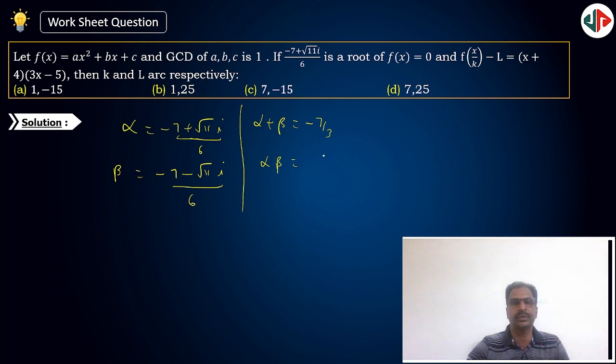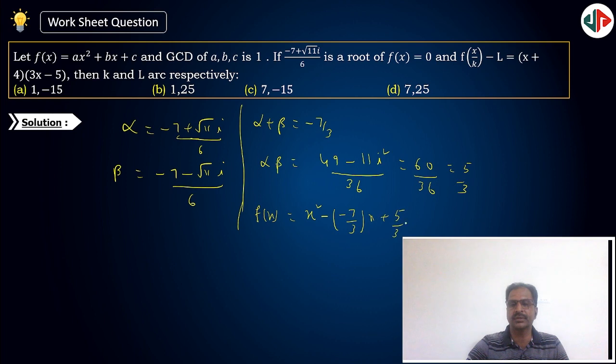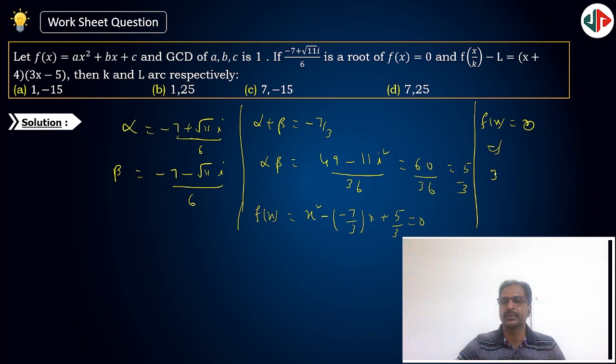Product of the roots: if you multiply both the roots, (a + b) into (a - b), a^2 minus 11 into i^2 by 6 into 6, 36. So i^2 is -1. So this is 5 by 3. Therefore, what is the equation? What is f of x? Sum of roots and product of roots are known. So the quadratic equation formula is x^2 minus sum of the roots into x plus product of the roots is equal to 0, which means f of x is 0 implies 3x^2 + 7x + 5 is equal to 0. That is f of x.